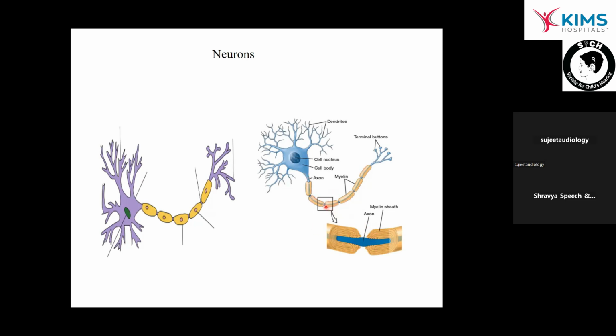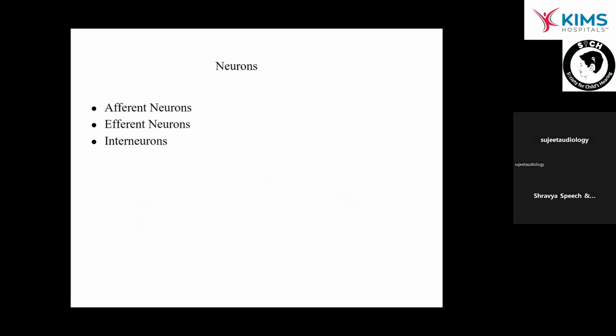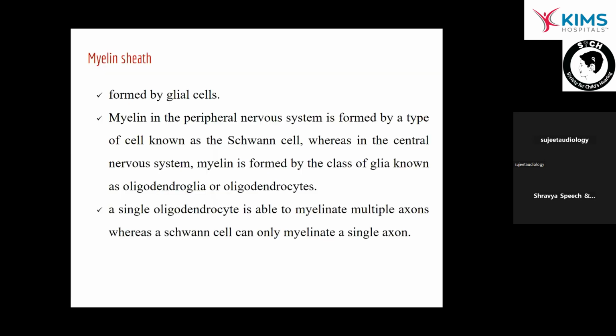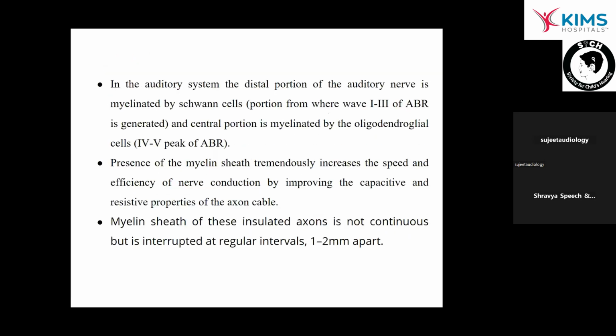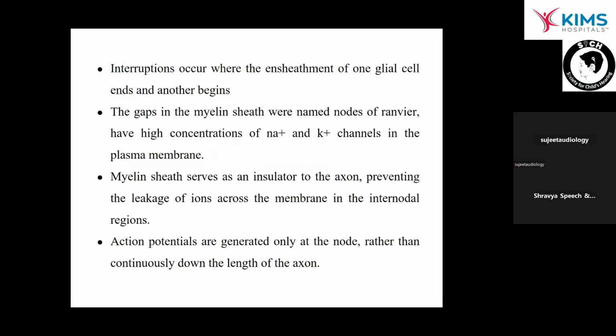And what happens is that the signal will jump from one node of Ranvier to the other node of Ranvier to the other node of Ranvier, and thus there will be a faster conduction of the action potentials. Here you can see that there is a gap. These are called nodes of Ranvier, and these are responsible for faster conduction of action potentials in the neurons, whether it is an auditory neuron or whichever neuron it is.